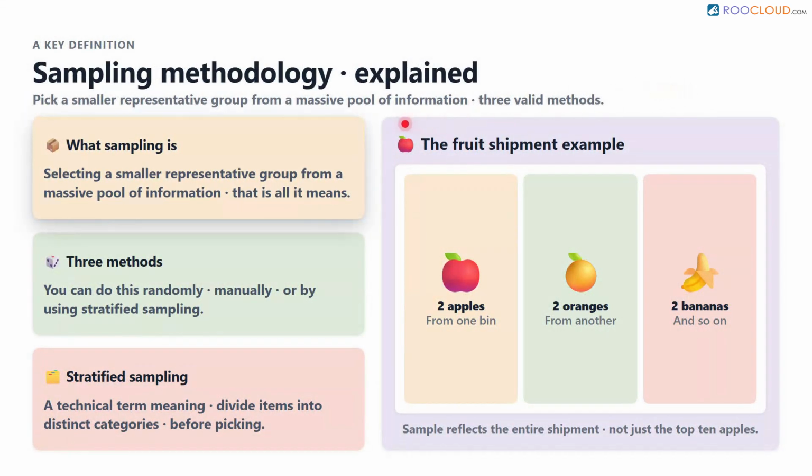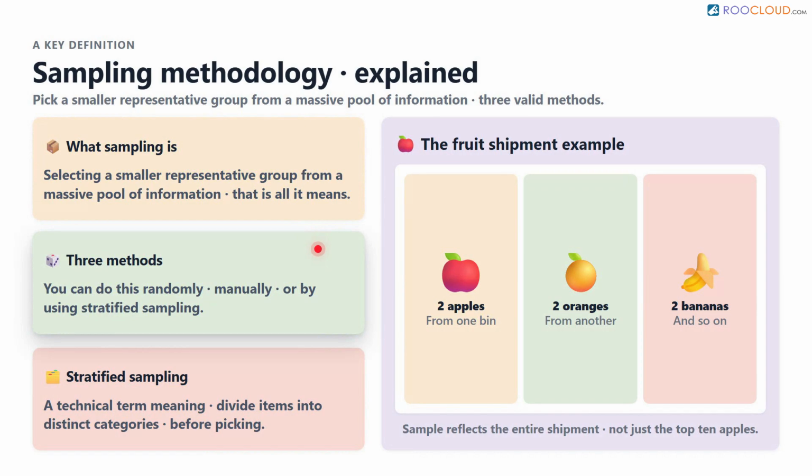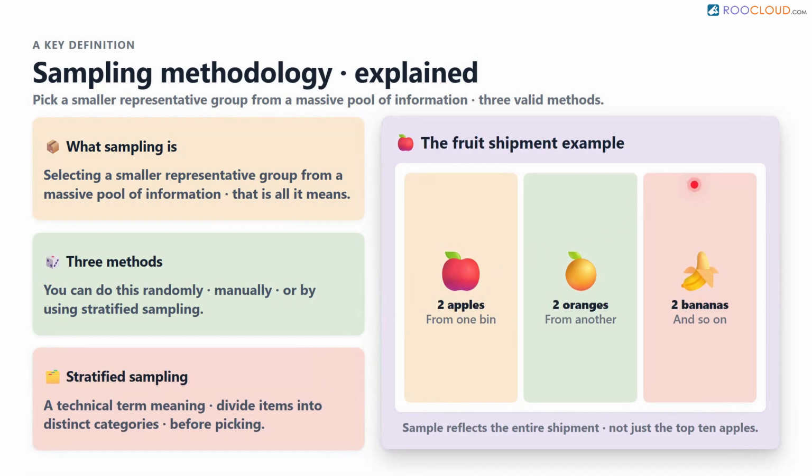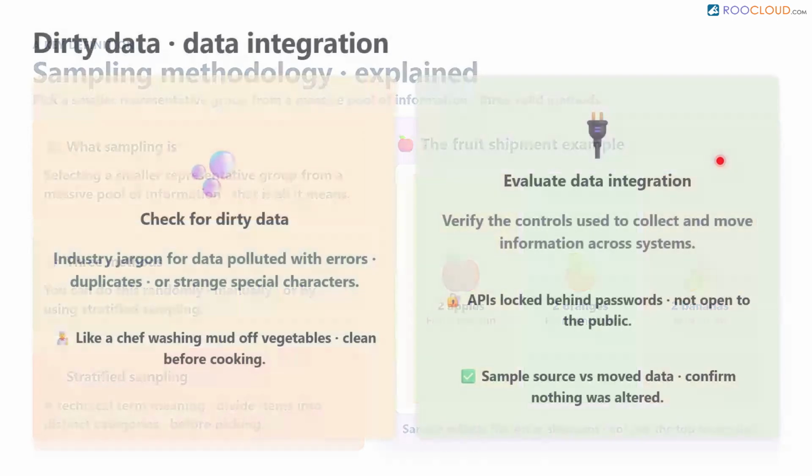Sampling is simply selecting a smaller representative group from a massive pool of information. You can do this randomly, manually, or by using stratified sampling. Stratified sampling is a technical term that means dividing items into distinct categories before picking. Imagine you are inspecting a massive shipment of fruit. Instead of just grabbing the top 10 apples, you deliberately take 2 apples, 2 oranges, 2 bananas, and so on, to ensure your sample reflects the entire shipment.